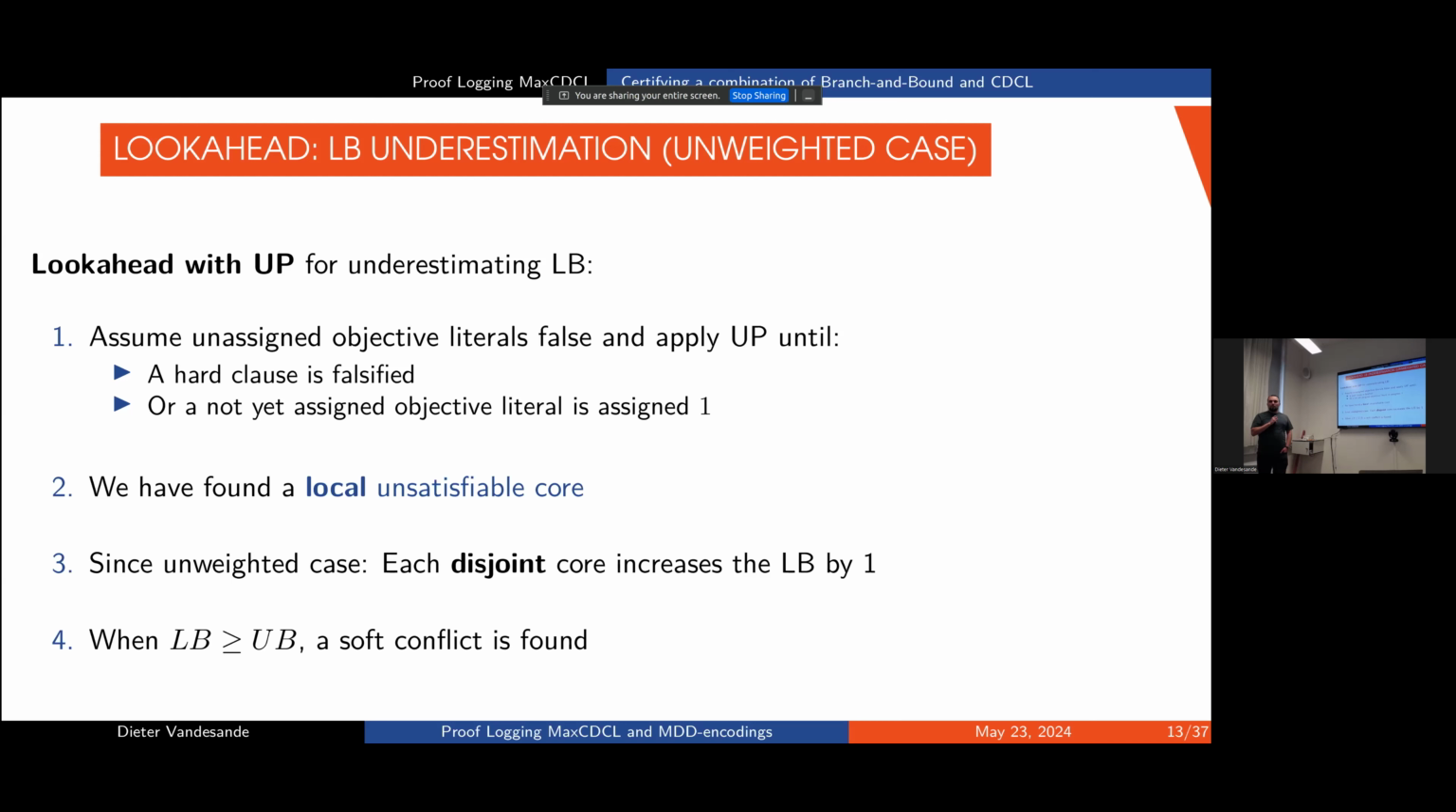We start here with the unweighted case. Later I'll show you how this is done with the weighted case. But after that, once we have found the core, we start over with all of the objective literals that were not yet found in one of the previously found cores. So every core increases the lower bound by 1, because in every core, at least one of them needs to be true. And whenever we have found enough of these cores, we can see that the number of cores is actually the lower bound, so a soft conflict is found.